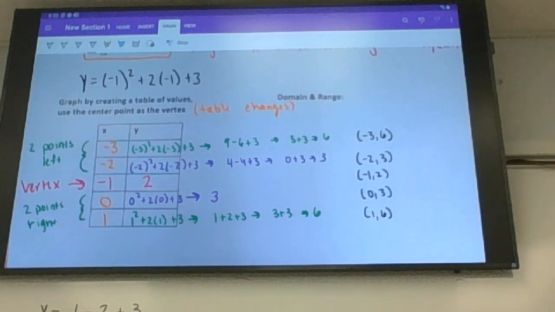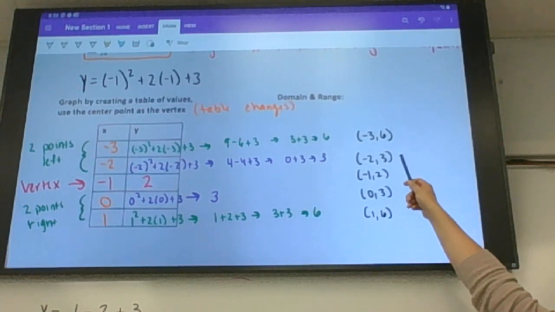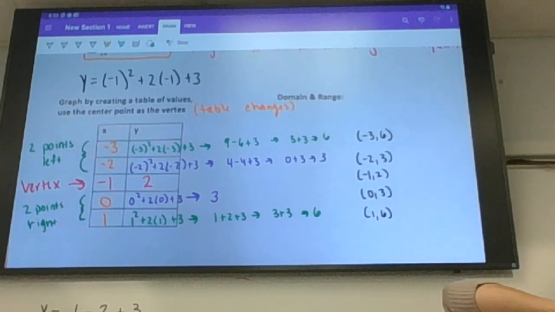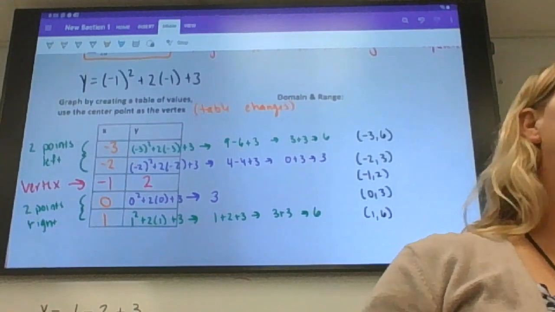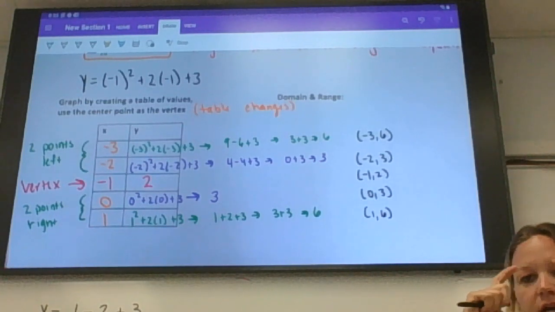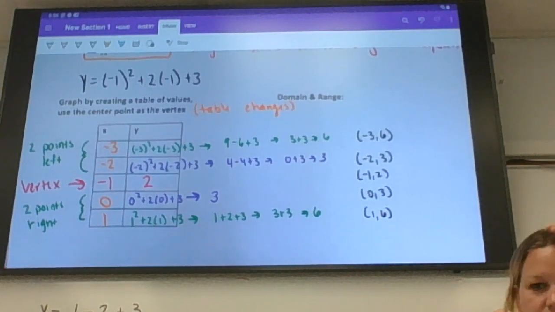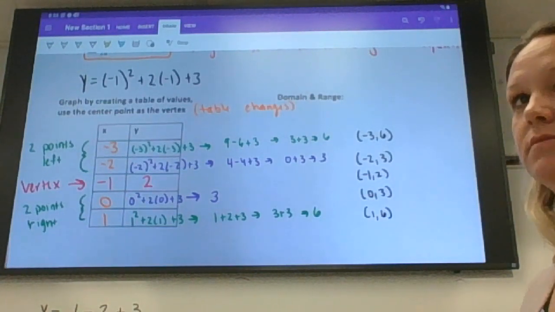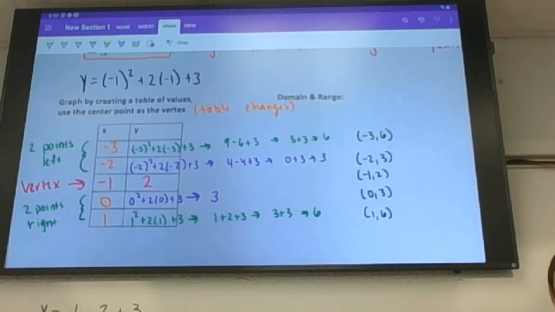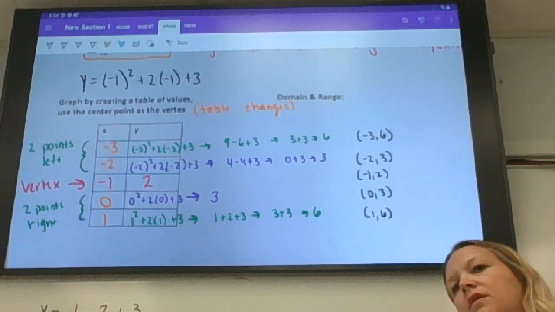Did you guys try plugging a number in and did you get your number right? Let's see a thumbs up if you got the same number I did. Okay, good job. Let's plot these points. Plot your points and make your nice U-shaped graph right here, on that graph above. All of this work has been in the same equation. It takes this much work to graph one beautiful parabola.